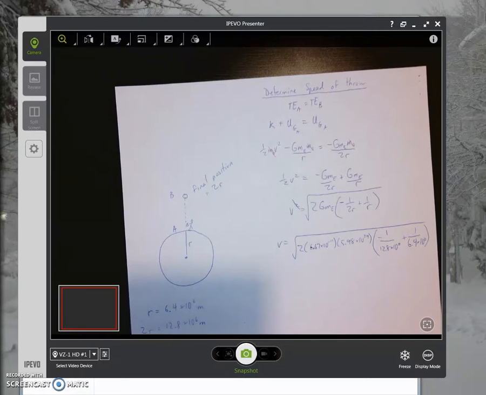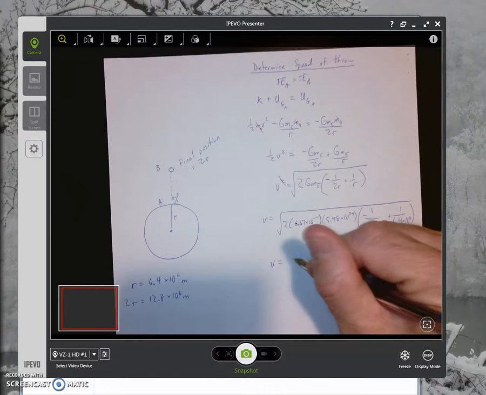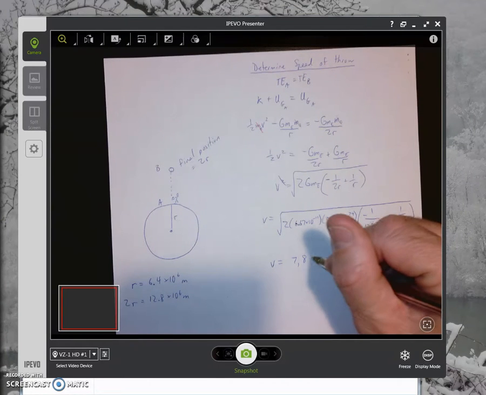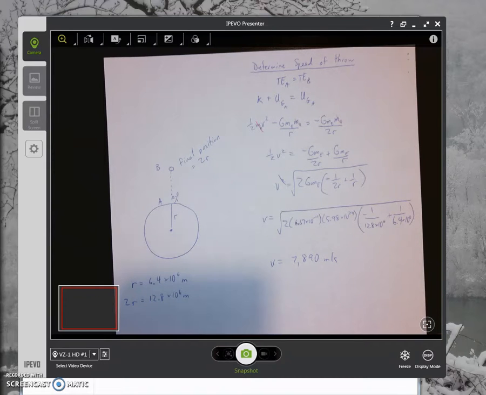And if we plug that into our calculator, we're going to get something on the order of about v equals 7,890 meters per second. So hopefully our person has a good pitching arm, because that's somewhere in the vicinity of about 16 or 17,000 miles per hour.